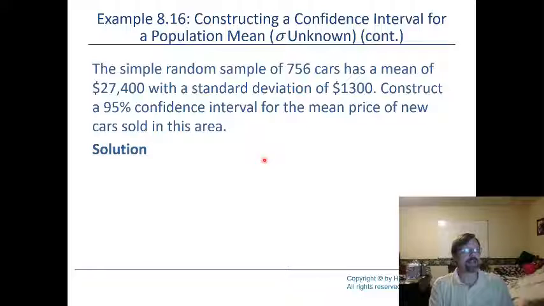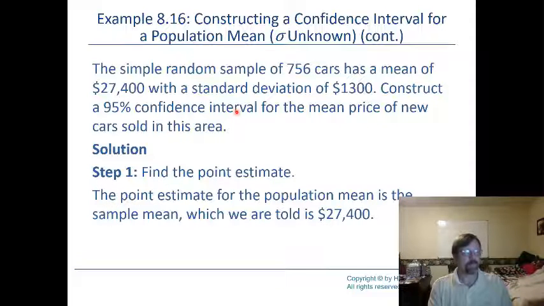If they've taken a random sample of 756 car sales, that sample has a mean of 27,400 with a standard deviation of 1,300. They want a 95% confidence interval for the mean price of a new car sold in this area.